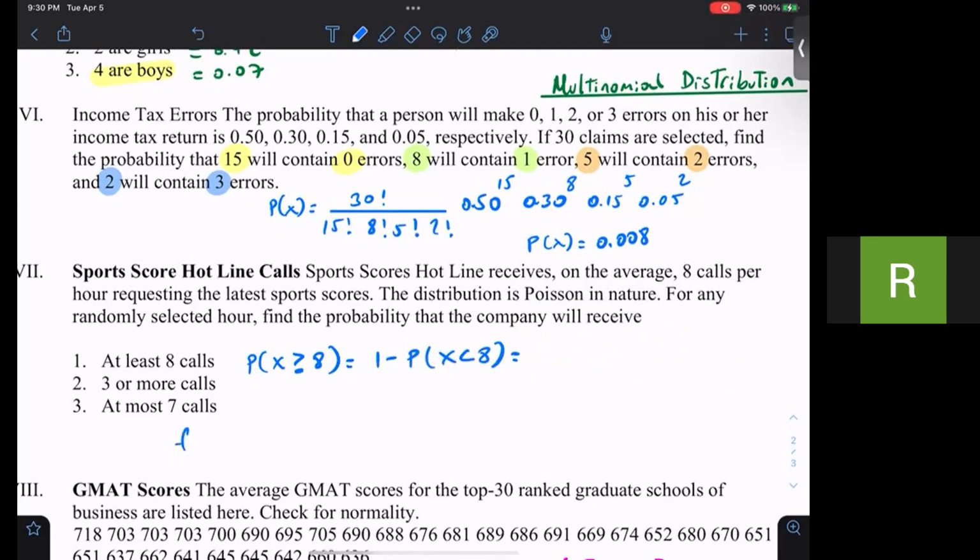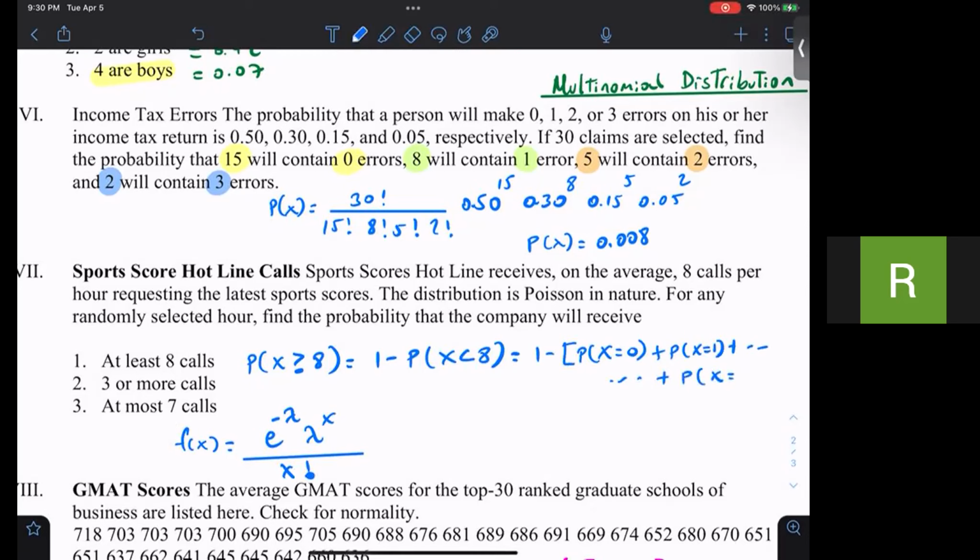So we can use the Poisson distribution. This is the PMF, f of x equals e to the negative lambda times lambda to the x over x factorial. You have the parameter they give you. Lambda is 8 calls. So in this case, basically you need to find 1 minus the probability of x equals 0, plus the probability of x equals 1, and so on, plus the probability of x equals 8. Actually 8 is not included, so till 7.